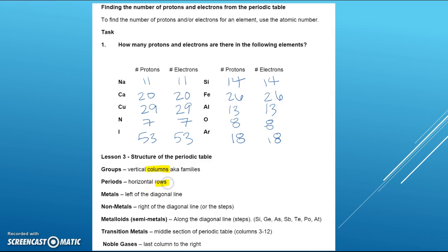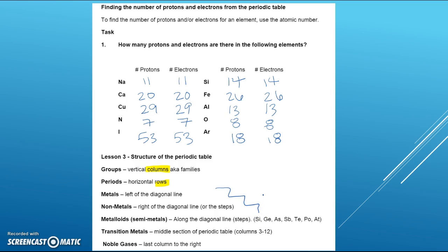Metals, they're left of the diagonal line, and nonmetals are right of the diagonal line. That's also known as the steps. So if you look at your periodic table, the one that we gave you in the beginning, if you can see where it gets a little darker gray as you go across, it kind of looks like this.